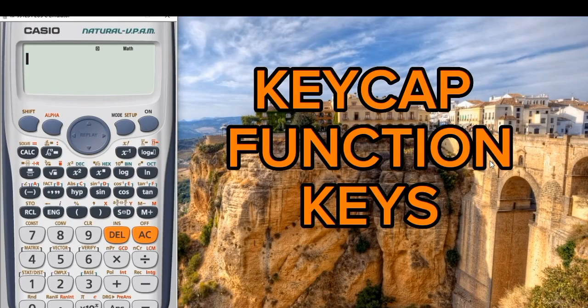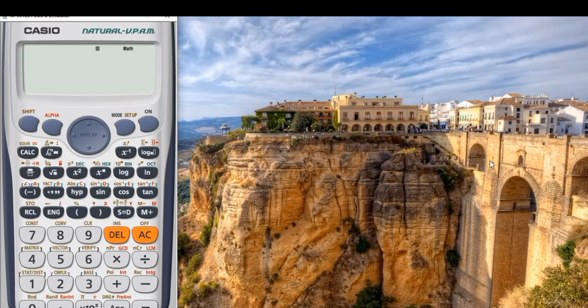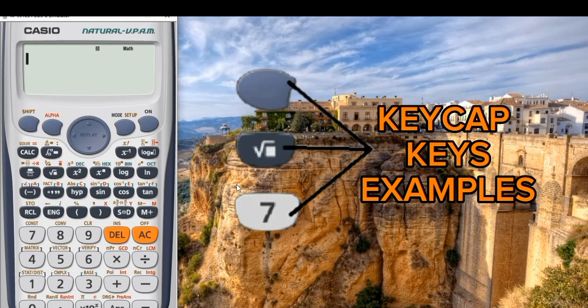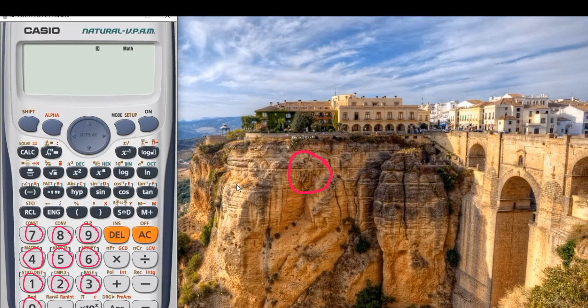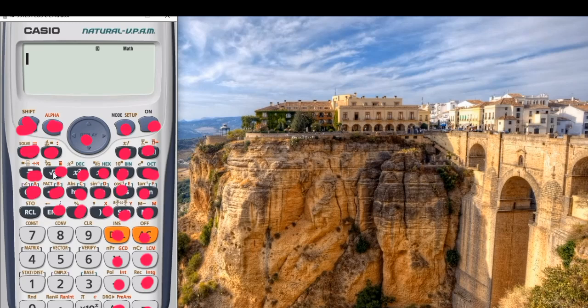So now, let us discuss the keycap function keys. On our calculator, the keycap function keys are the keys that are white and black in color, and these keys are directly labeled on the calculator keycap. The keycap is the hard substance where the numbers and all other symbols have been indicated. As I initially stated, the keycap function keys are the keys that are white and black in color. For these keys, we have the numbers from 0 to 9. We also have symbols such as the fraction symbol and the square root symbol.